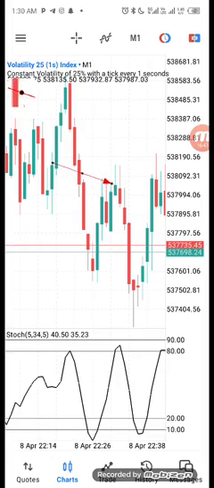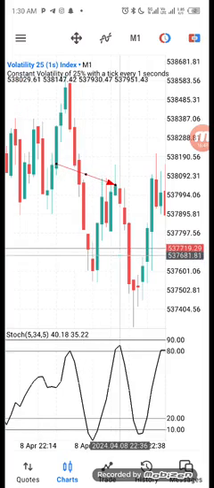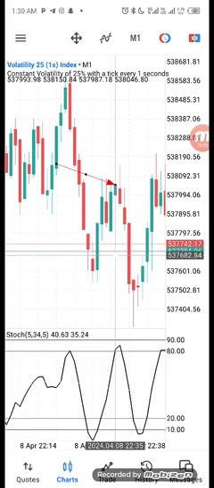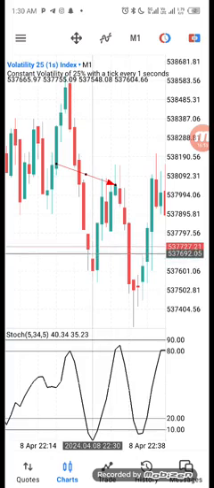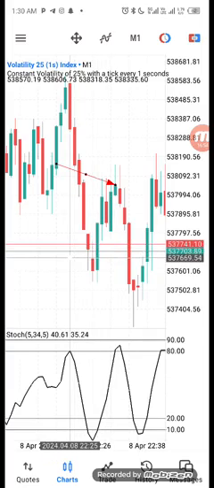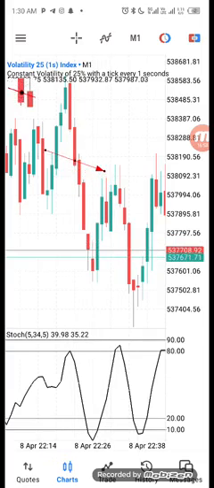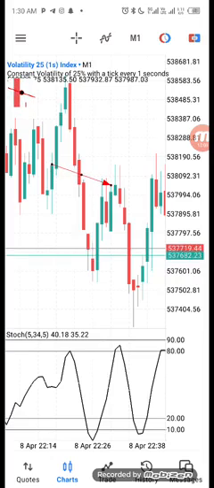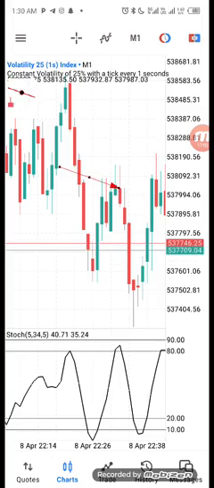Look at it now. This is our shooting star. So at this time we have two shooting stars happening there, which is a very good confirmation that the candle will likely reverse. This is the first shooting star. This is the second shooting star.